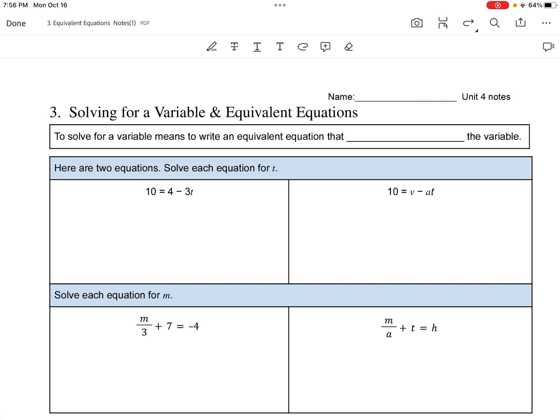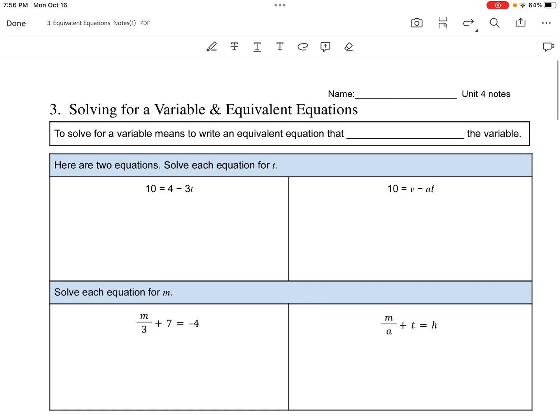Solving for a variable and equivalent equations. To solve for a variable means to write an equivalent equation that isolates the variable on one side of the equation. We did this some in the last section. We're going to start by just solving an equation with only one variable in it. And we've done this a lot before. So to warm up, we'll do this again.